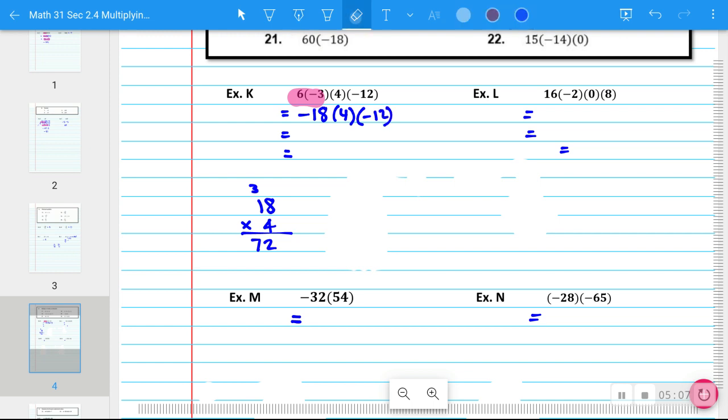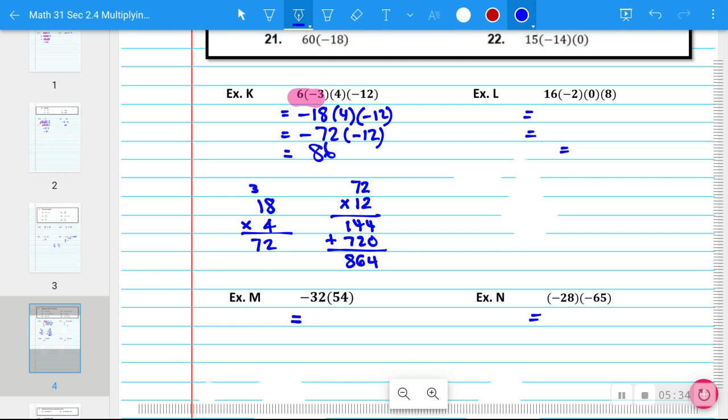You can see that I've already set up the next one here. 18 times 4 is 72, but this has a negative here and a positive there, so we want a negative 72. Okay, the last set here is negative times negative, and it gives positive, so you're going to get positive 864.